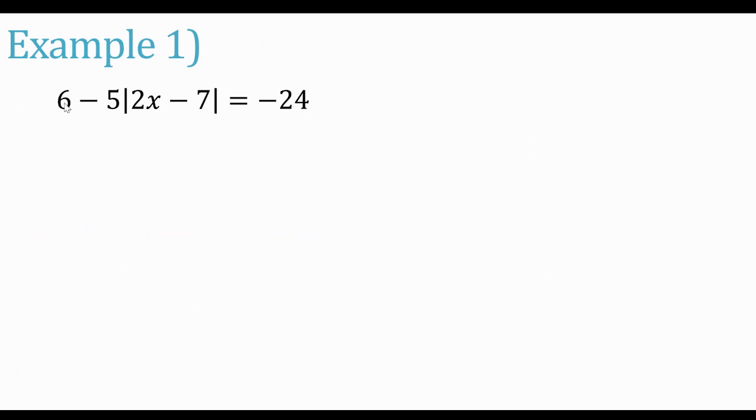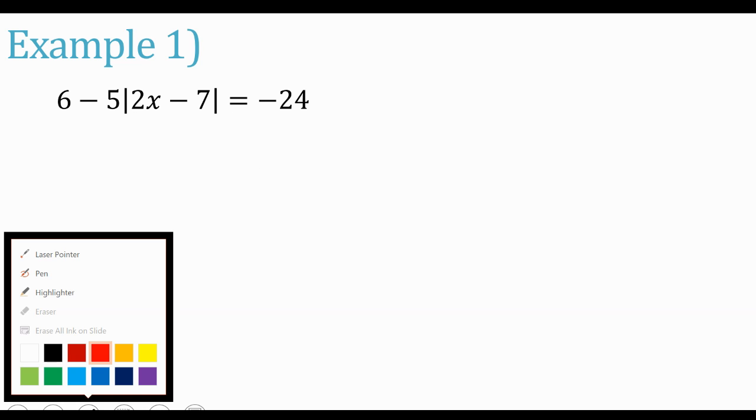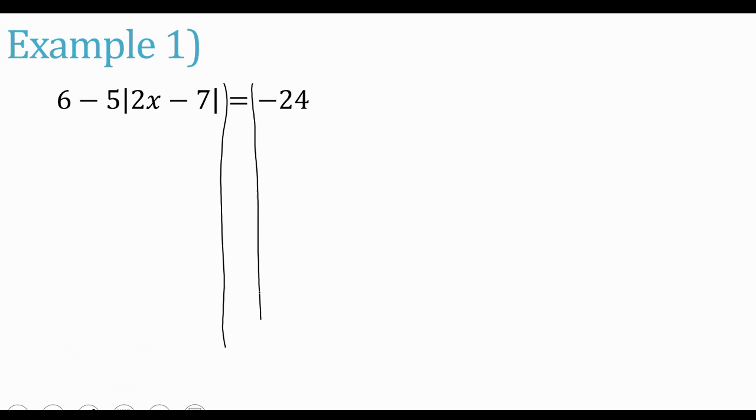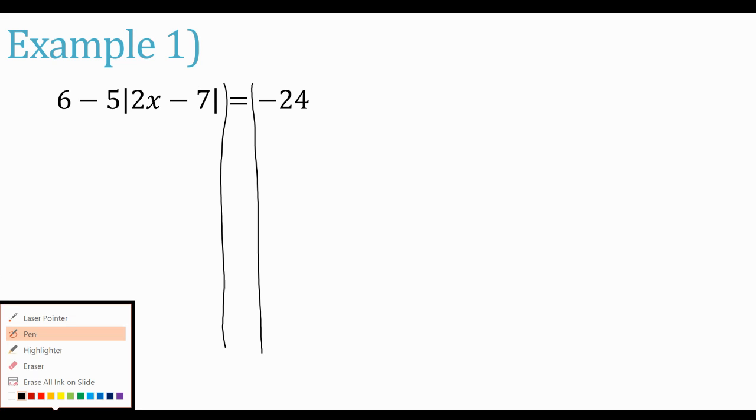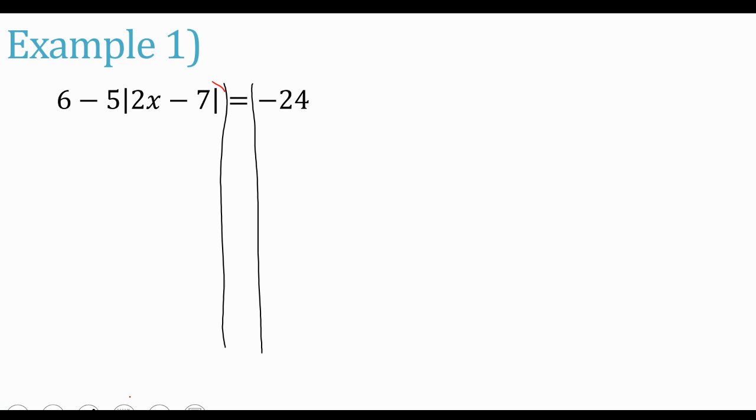We have example 1, 6 minus 5 times the absolute value of 2x minus 7 equals negative 24. So the first thing I like to do is draw those train tracks. Now, a lot of people's first instincts are to distribute into this absolute value bar, which is what we're not going to do. We're going to treat this like these are little walls that you cannot go in. We're going to treat that you cannot do anything inside of that. Treat it like a variable, like anything that we cannot go into.